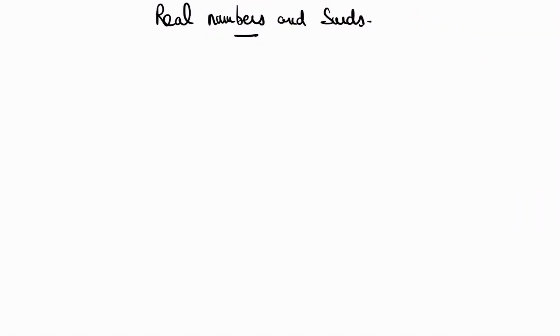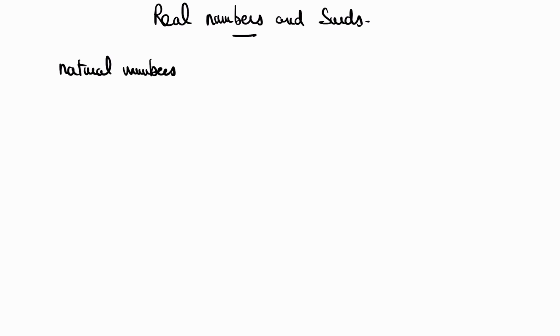Now, we need to do a bit of number theory here. Natural numbers are numbers such as 1, 2, 3, and so on, 7. So I think we can include 0. I'm not so sure about that, but let's say we can.